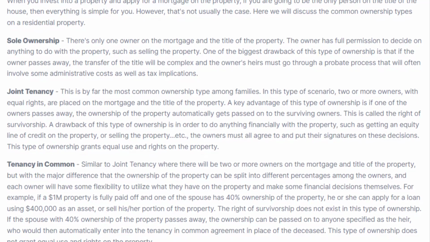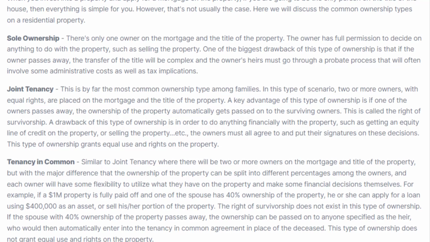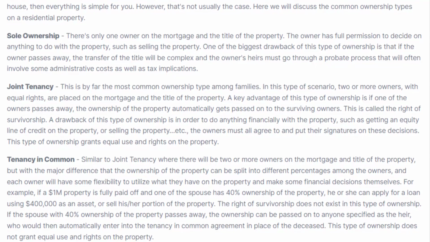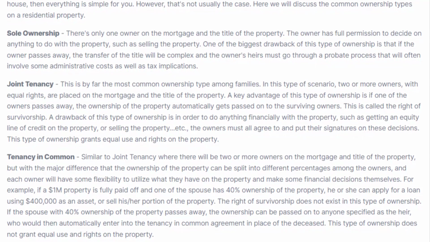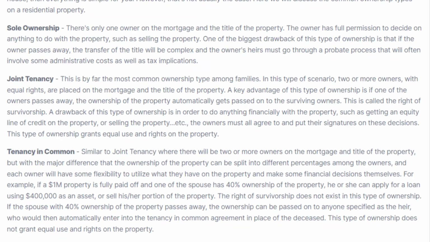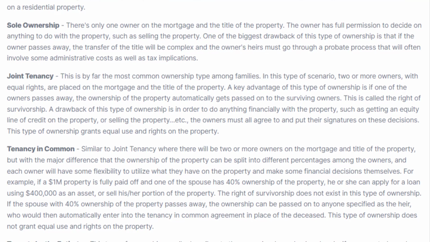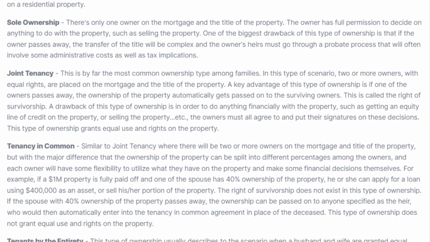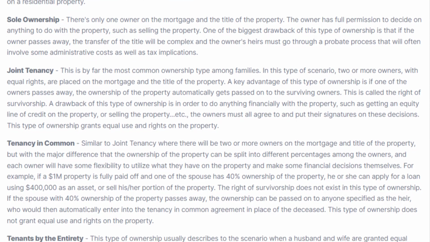A drawback of this type of ownership is in order to do anything financially with the property, such as getting an equity line of credit on the property, or selling the property, etc., the owners must all agree to and put their signatures on these decisions. This type of ownership grants equal use and rights on the property.